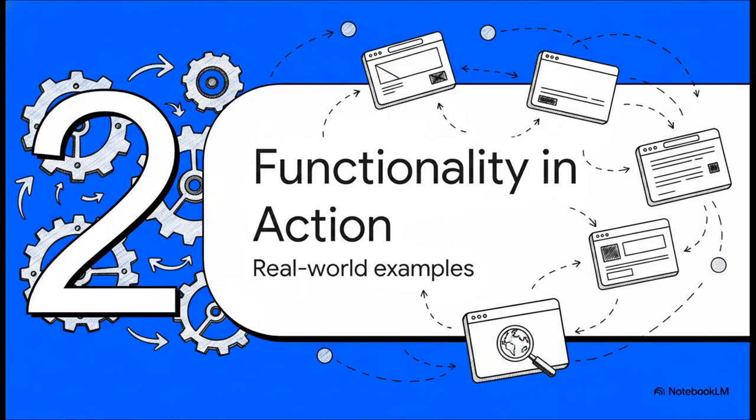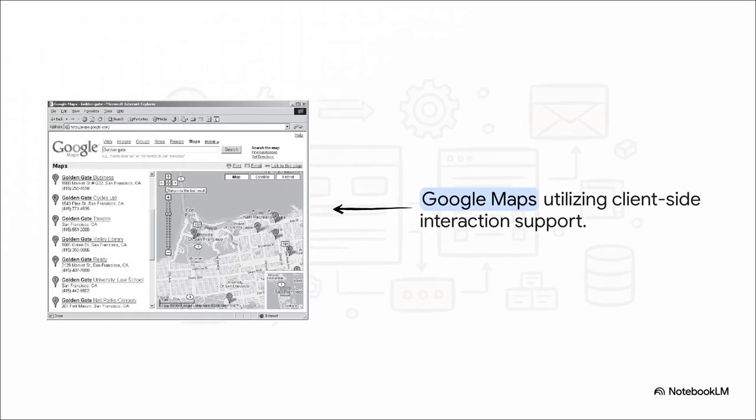Section 2. Web app functionality in action. Take Google Maps, for instance. This is an absolute masterclass in client-side interaction support. It uses drop-down menus, zooming, and scrolling to let you manipulate data right there in your browser. It manages all of this client-side information access incredibly smoothly, and it does it without needing to reload the entire page from the server every single time you drag the map an inch to the left.